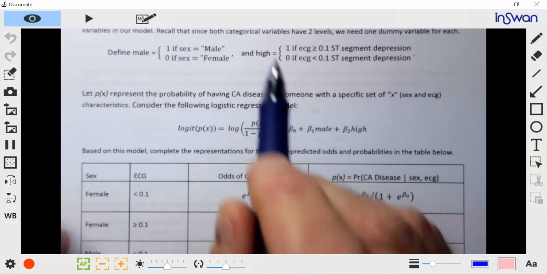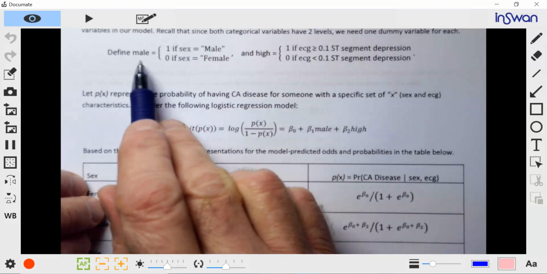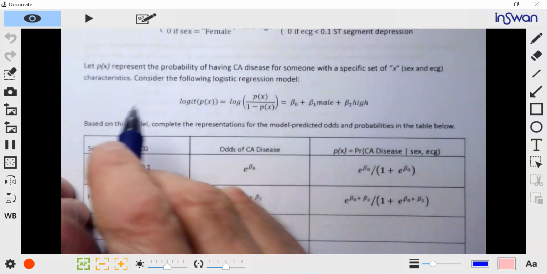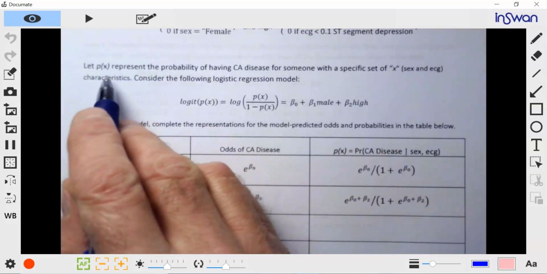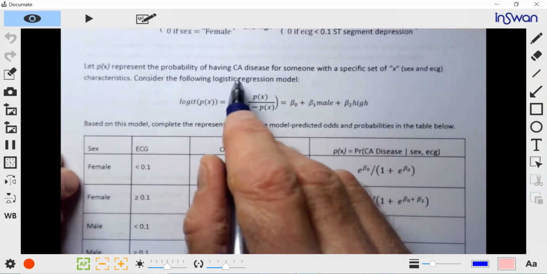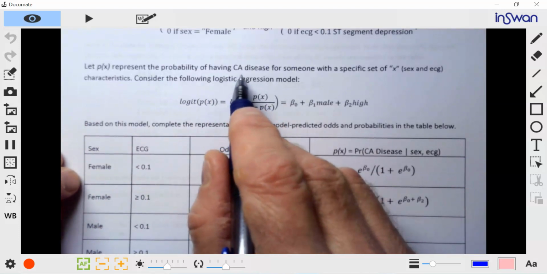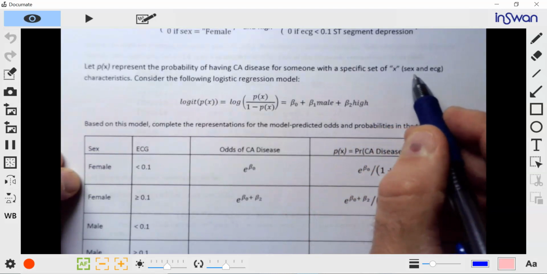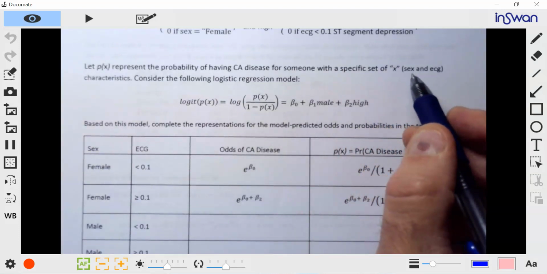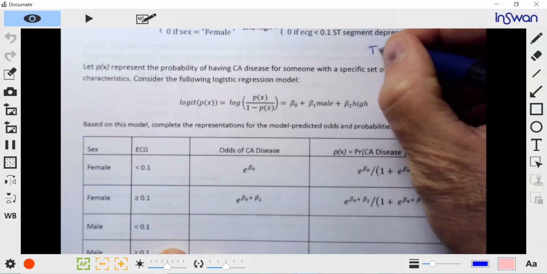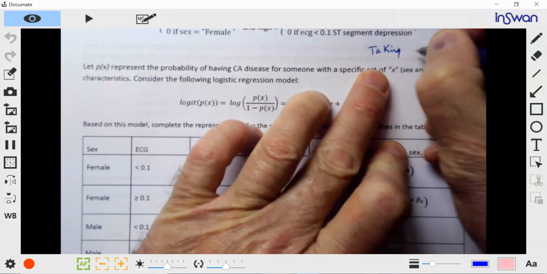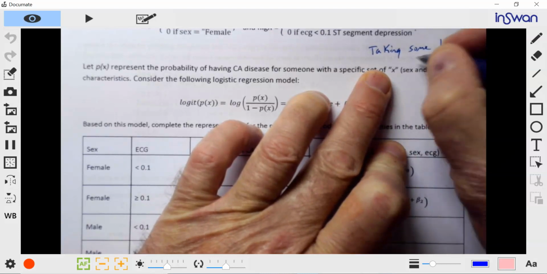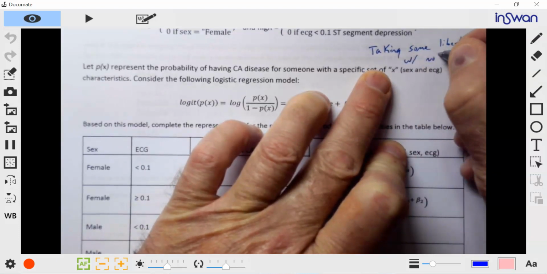Anyway, continuing on here. So I'm going to define these two dummy variables, male and high. And again, I'm going to let P of X represent the probability of having coronary artery disease, or CAD, for someone with a specific set of X, and here I'm calling X sex and ECG. So I'm actually taking some liberty with notation here.